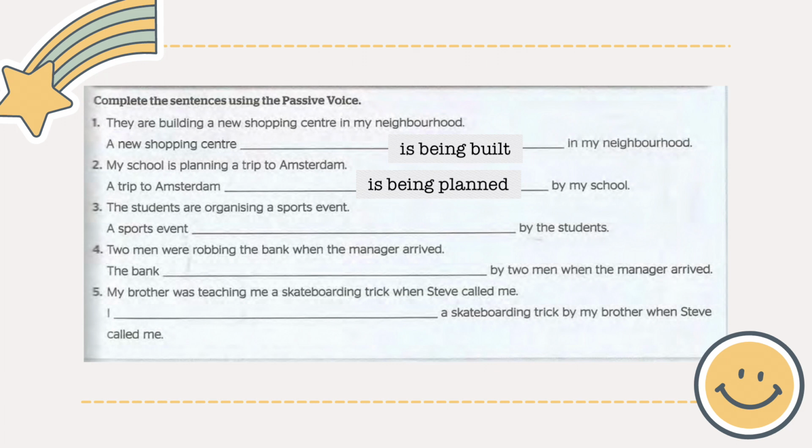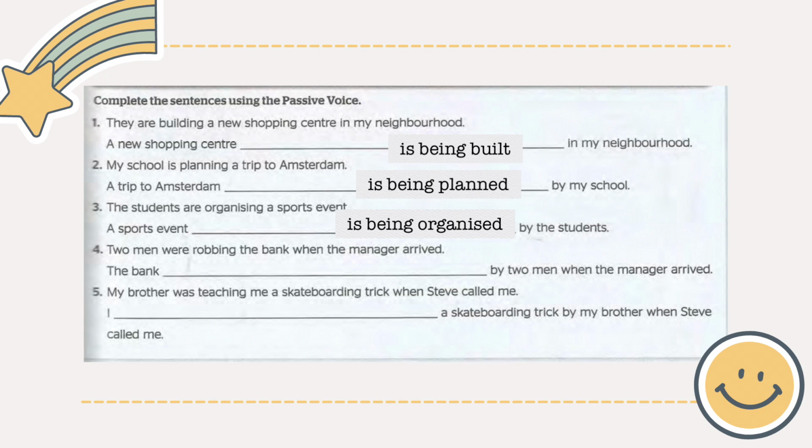The students are organizing a sports event. The verb in this sentence is organize. So, the answer will be a sports event is being organized by the students.